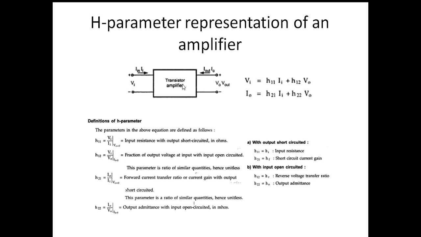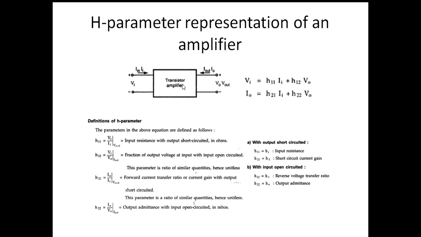Next, the last one, H22. This is IO by VO, the ratio of output variables, output current and output voltage. Current by voltage is admittance. So this is output admittance with input open circuited. This is HO.